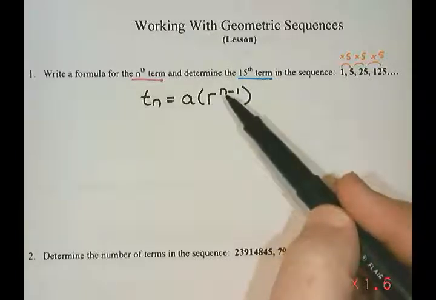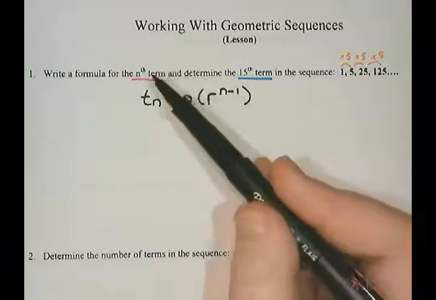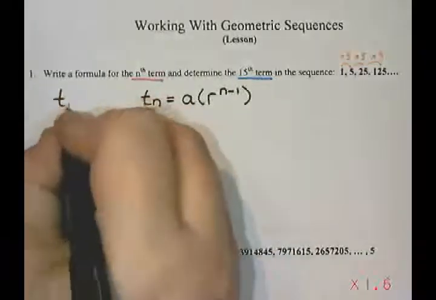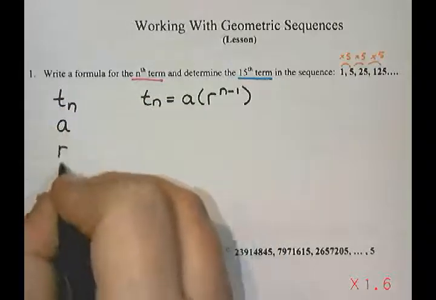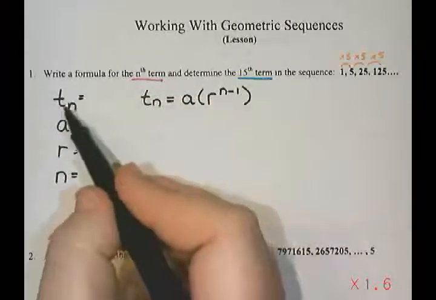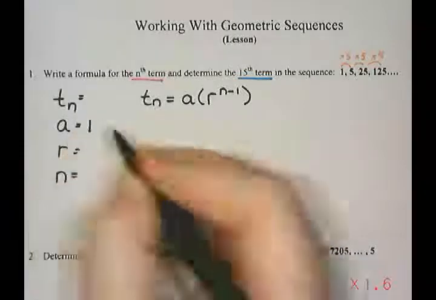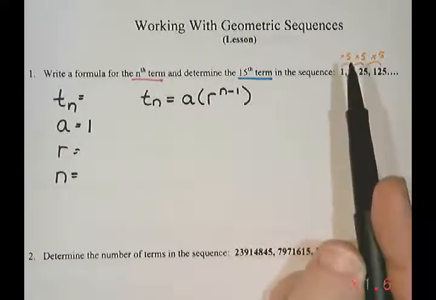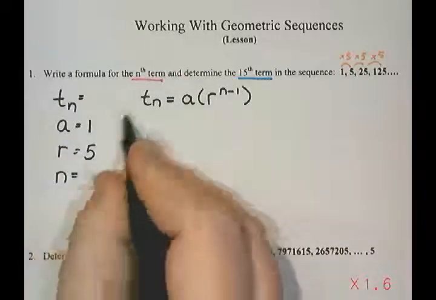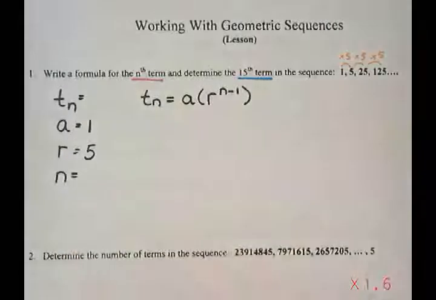N is the number that you're looking for. So if I'm looking for the 15th term, I would put 15 in for N. If I'm doing the nth term, I'm going to leave it as an N, and that's just a 1. So I am going to list all of my values down the side. Sometimes I write Tn, sometimes I'll just do T. They really mean the same thing. I know the first term is 1, and I know that my common ratio, we said we were multiplying by 5. Now, I do not know what n is yet, and I'm not sure what Tn is, because we're doing the nth term first.